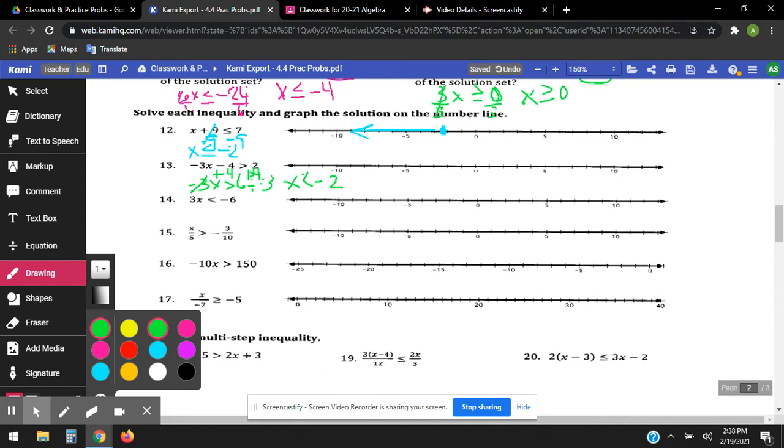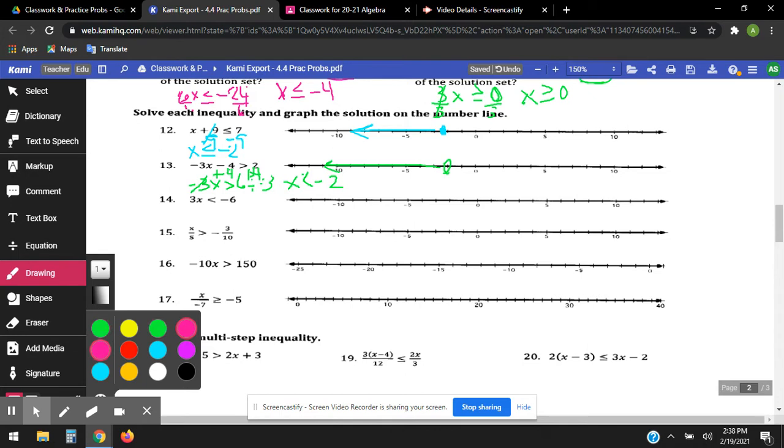So I'm going to pick a number that's less than -2, do -3, and see what happens. -3 times a -3 is a +9. +9 minus 4 is 5. Is 5 greater than 2? Yes. So I know that I've picked the right direction. It is less than, so I need to have an open circle, and it's going to the left.